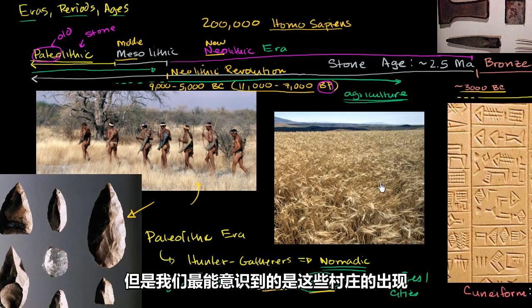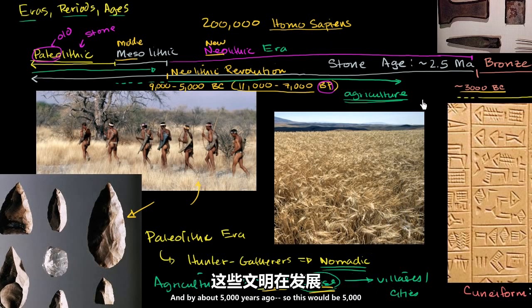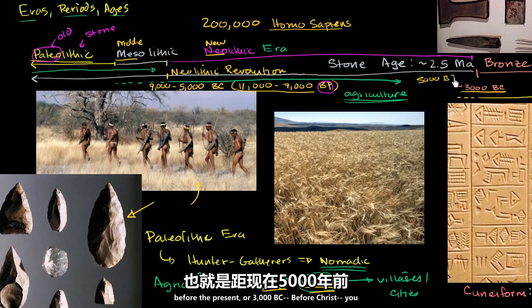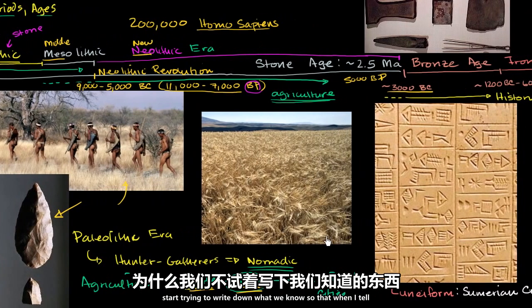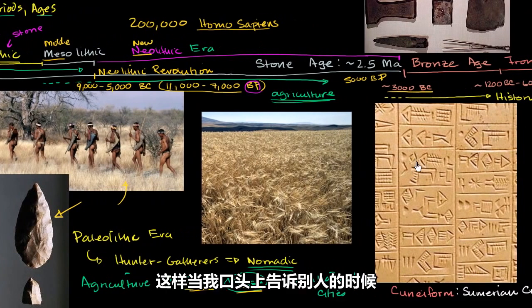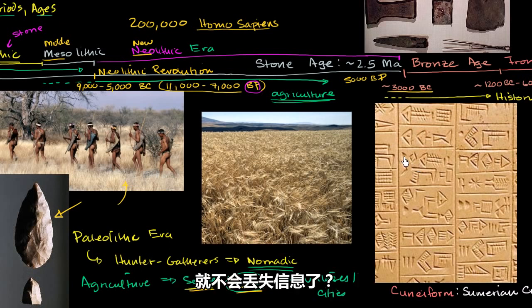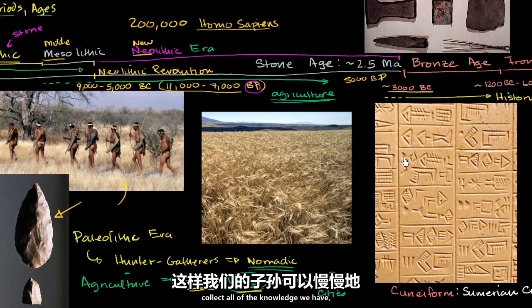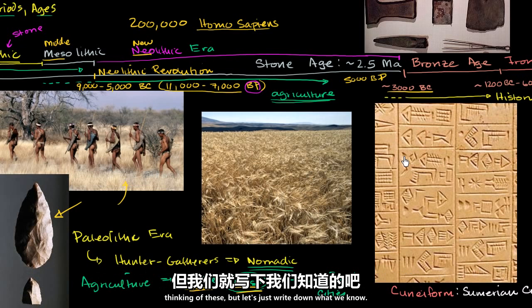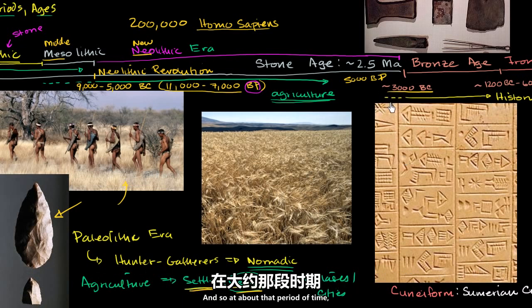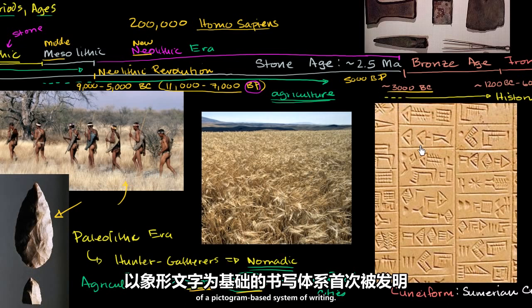But our best sense is you have these villages, you have these civilizations developing, and by about 5,000 years ago, so this would be 5,000 before the present, or 3000 BC, you have people saying, hey, why don't we start trying to write down what we know, so that when I tell someone orally, it doesn't lose information, and so our descendants can slowly collect all of the knowledge we have and maybe accelerate. I don't know if they did it explicitly thinking of this, but let's just write down what we know. And so at about that period of time, you have, as far as we can tell, the first development of a pictogram-based system of writing.